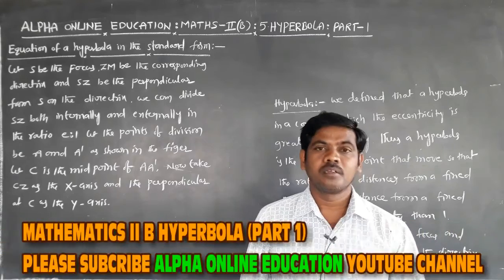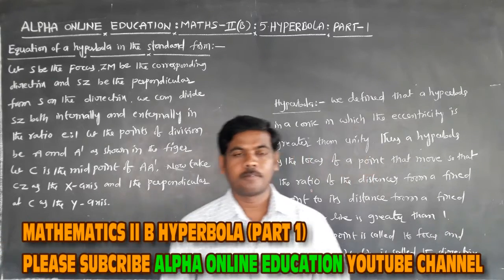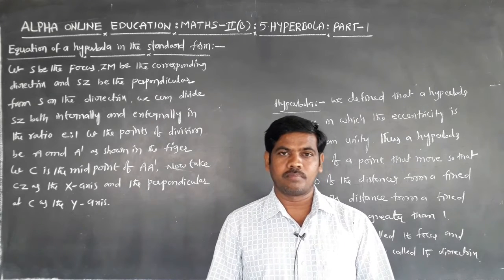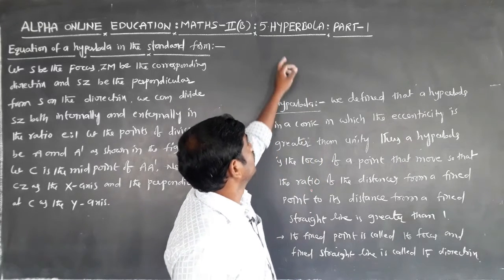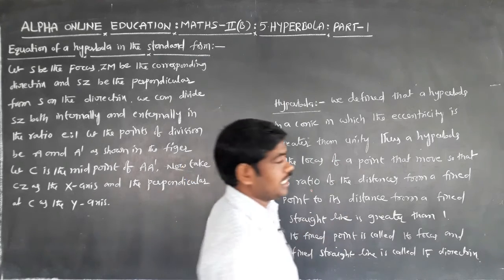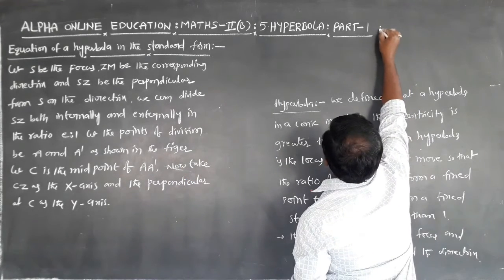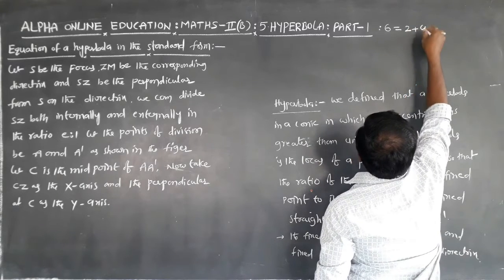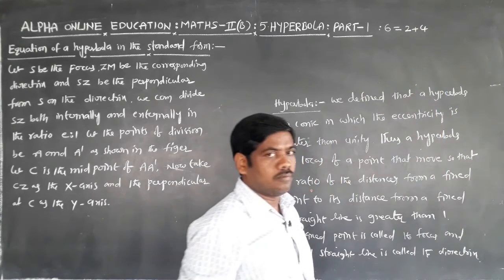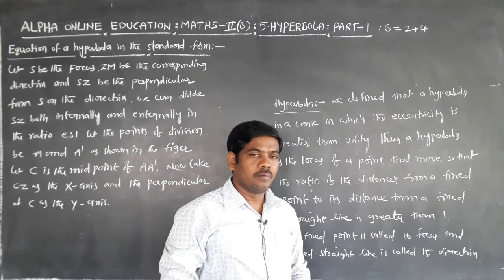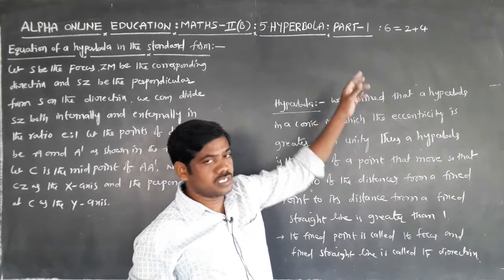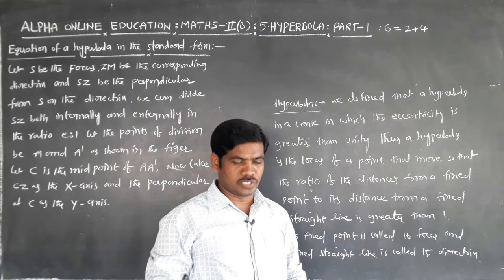We start Mathematics 2B, fifth chapter, hyperbola. This chapter has a total weightage of 6 marks: one 2 marks question and one 4 marks question. One very short answer question, 2 marks, and one short answer question, 4 marks.